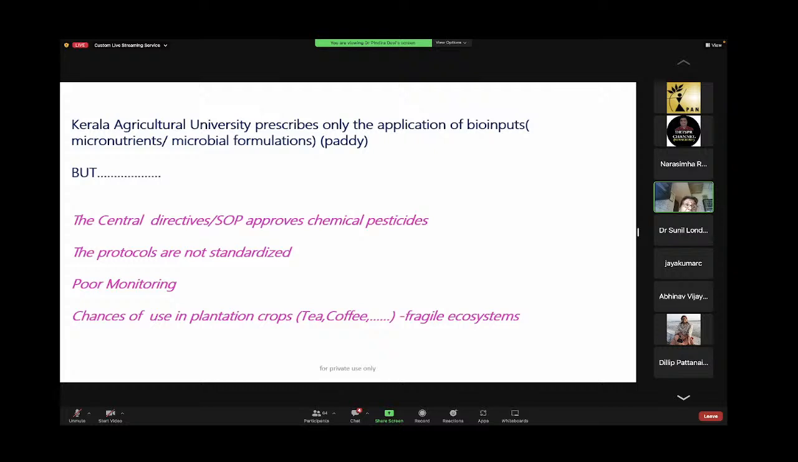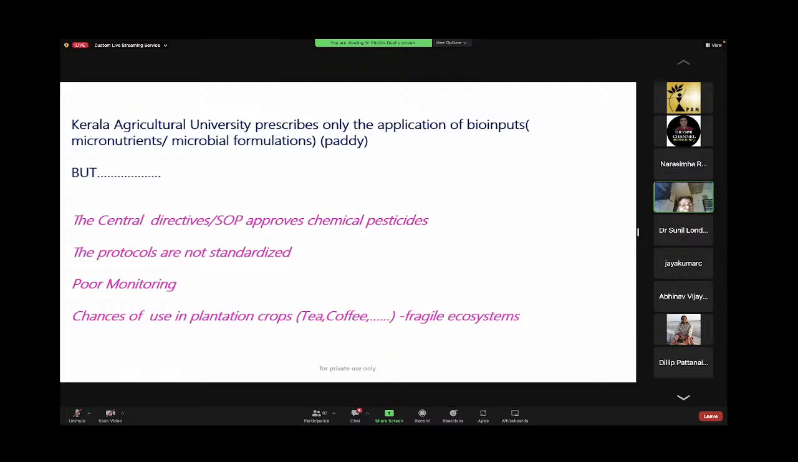But right now, as has already been indicated by my former speaker, there is already an SOP, a central directive, and most of the protocols or prescriptions are not standardized. And we do not have a very proper monitoring mechanism in pesticide sale or use or disposal or whatever it is. So right now it is confined to the paddy fields, which is wetland paddy in most of the cases. So the chances of water bodies getting contaminated is very high. That is one concern.